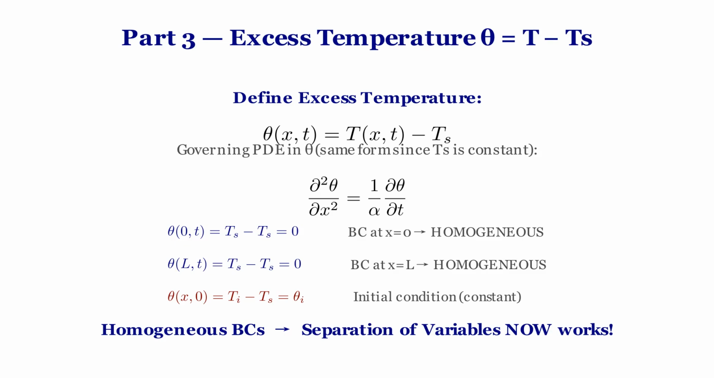Now look at the boundary conditions. At x equals 0, theta equals T at 0 minus Ts equals Ts minus Ts equals 0. At x equals L, theta equals T at L minus Ts equals Ts minus Ts equals 0. Both boundary conditions are now 0, these are homogeneous boundary conditions. The initial condition becomes theta at x and time 0 equals Ti minus Ts, which is a constant we can call theta I. Now separation of variables can be applied directly.